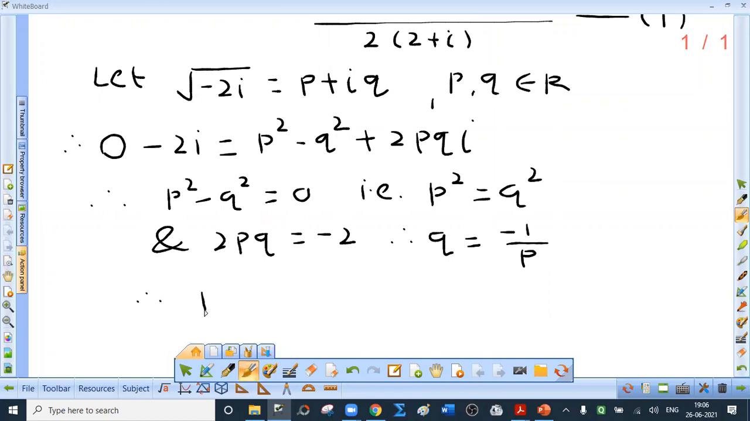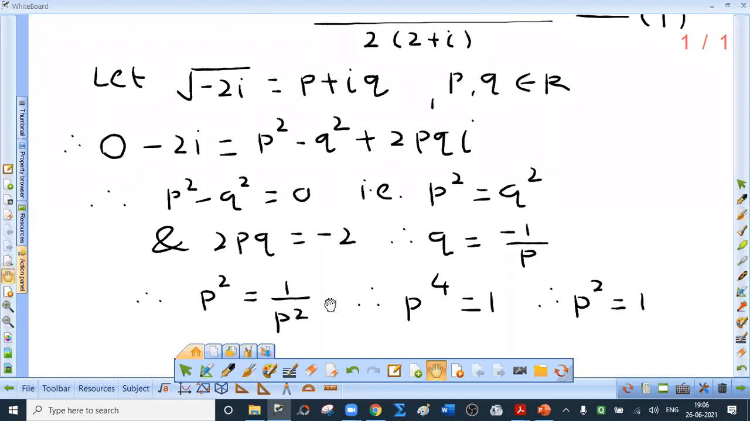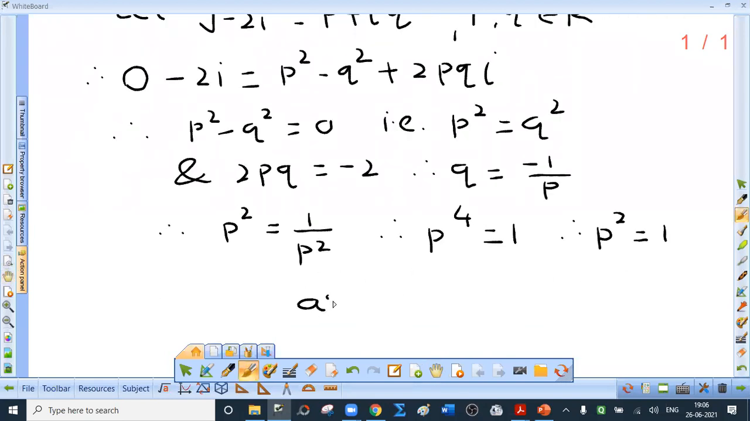Now, put this in above. So, p square is 1 upon p square. So, p raised to 4 is 1, so p square is 1, but I have to mention that p square cannot be minus 1. Reason, p is a real number. I hope you are getting this. See, p raised to 4 is 1 means p square is 1 or p square is minus 1. But how can p square be minus 1 if p is real? It cannot be. So we consider p square equal to 1.